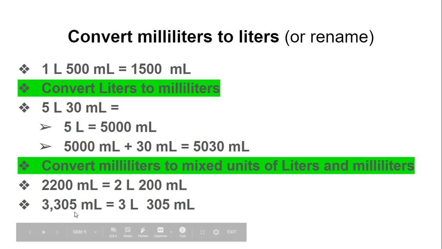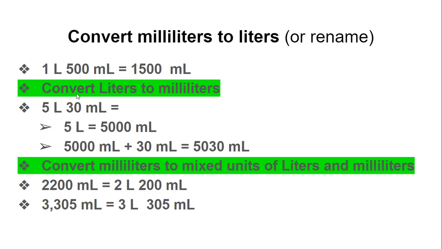So I have 1 liter, 500 milliliters, which equals 1,500 milliliters. Converting liters to milliliters, if I have 5 liters, 30 milliliters, I'm going to convert my 5 liters to 5,000 milliliters. Then I'm going to add my 30 milliliters for a total of 5,030 milliliters.